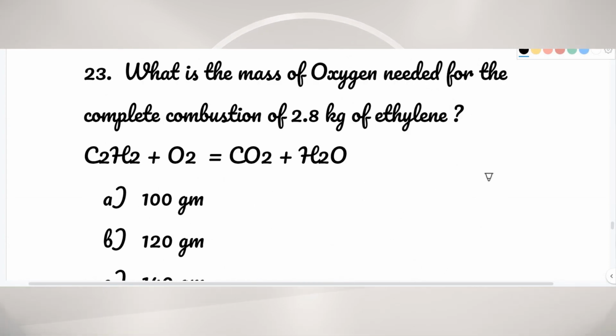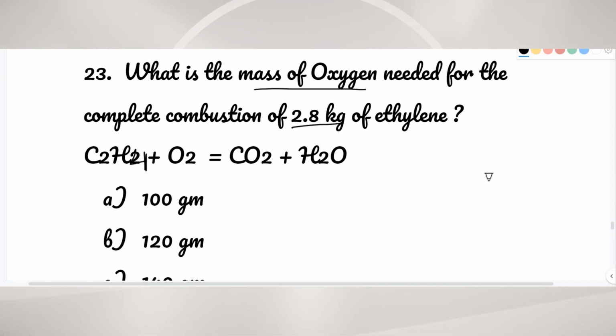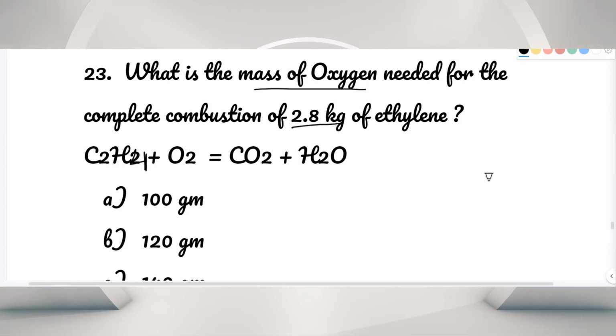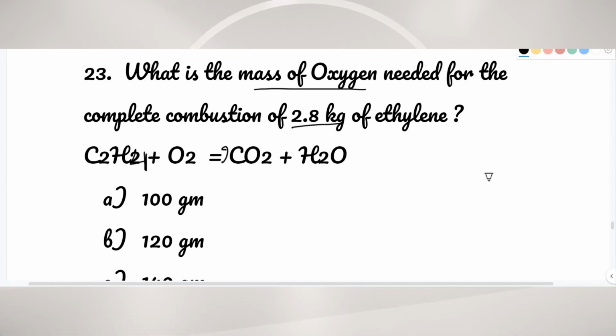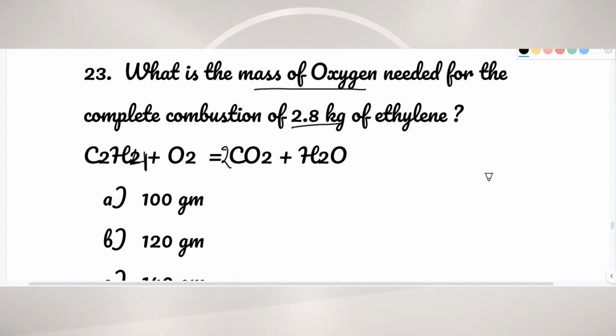Okay. Moving ahead to the 23rd question. Calculate the mass of oxygen needed for complete combustion of 2.8 kilograms of ethylene. Ethylene is C2H4. Let me do the balancing of this. C2, right? 2. Oxygen 4, 5, 6. So here make it 3. Now it is well balanced.